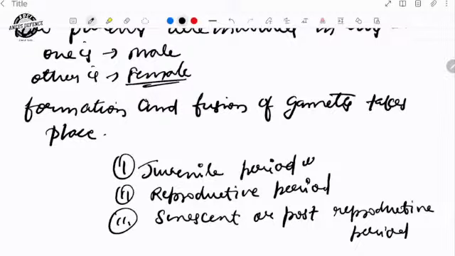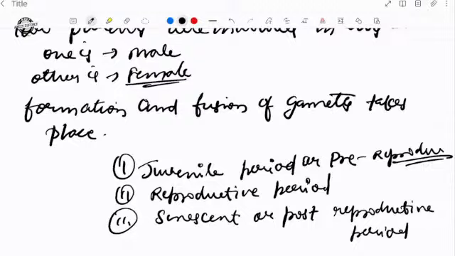This is also considered as the pre-reproductive period. There are three stages in a plant's life. All the plants are going to face these three phases of their life. Understood?